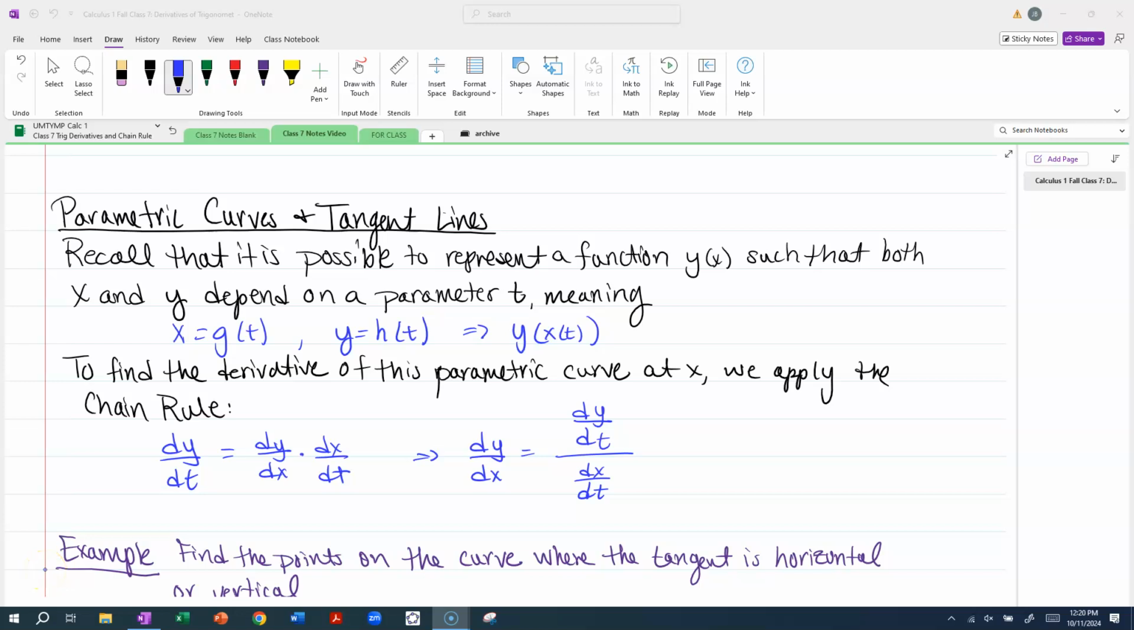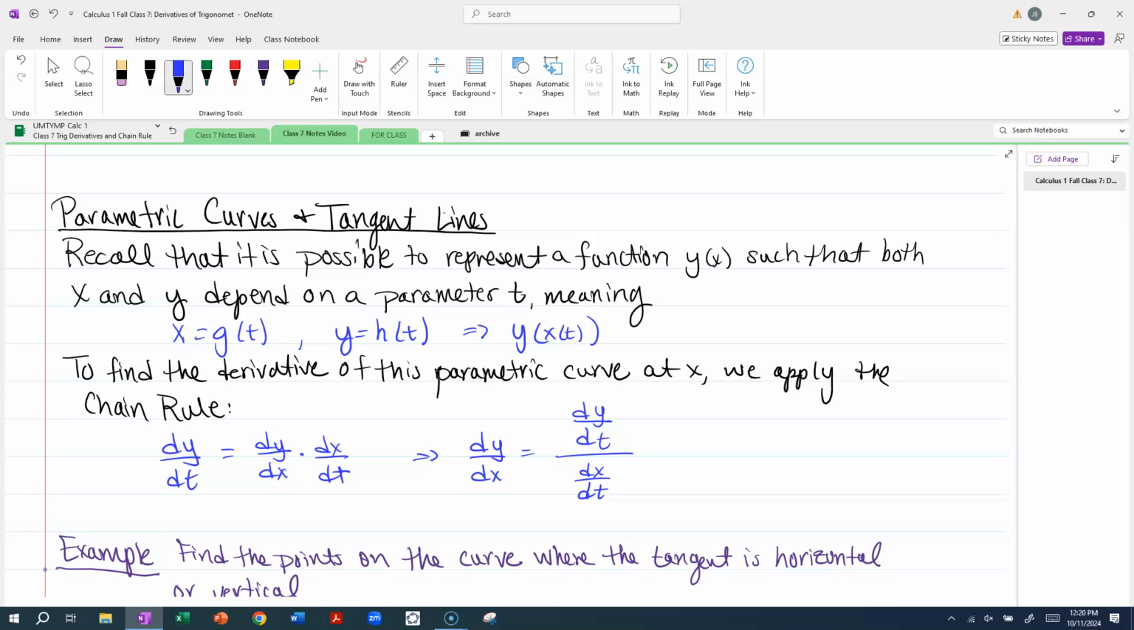All right, we're going to revisit a topic that we haven't seen in quite a while. Remember that if we have a function y of x, like f of x, it's possible that each of those variables, x and y, could depend on another parameter t. So x could be a function g of t, and y could be a function h of t. Then when we write y of x, that really means y of x of t, because they're both dependent on t.